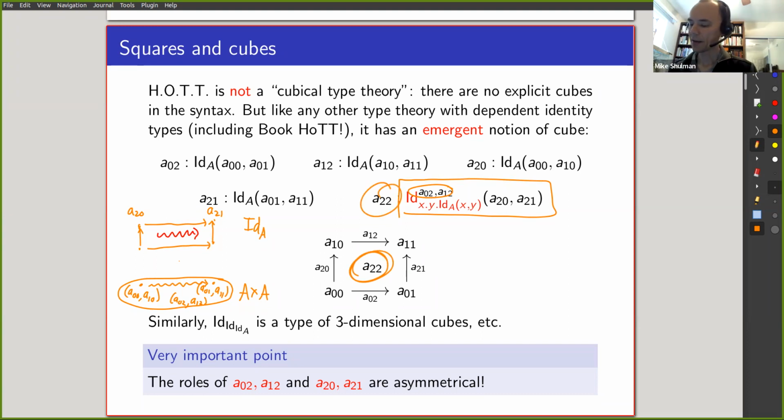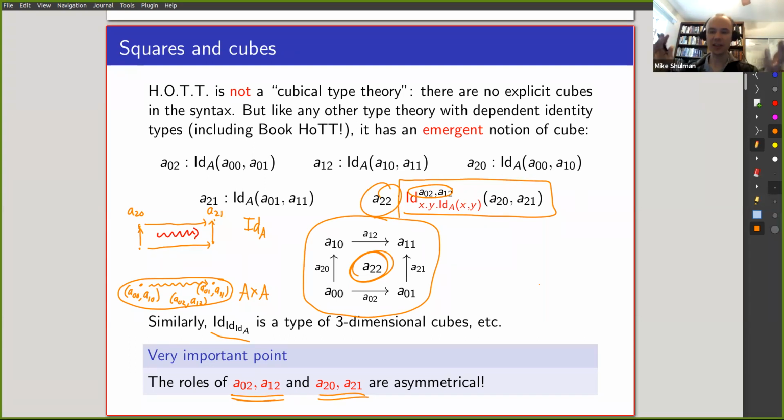So the roles of the left-hand boundaries and the right-hand boundaries are asymmetrical. And that's essentially the reason why we eventually end up needing some kind of symmetry. But we do have this intrinsic notion of square, which we get from having heterogeneous identity types. And if we consider id of id, we get a notion of 3-dimensional cube, and id of that, and so on and so forth. So we actually get all these higher dimensional cubes automatically.